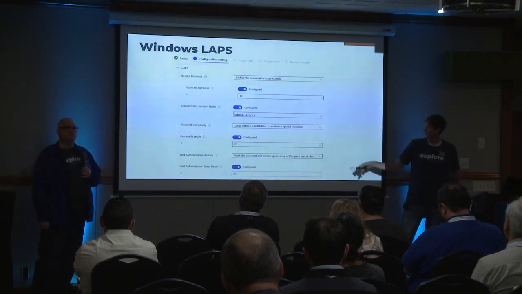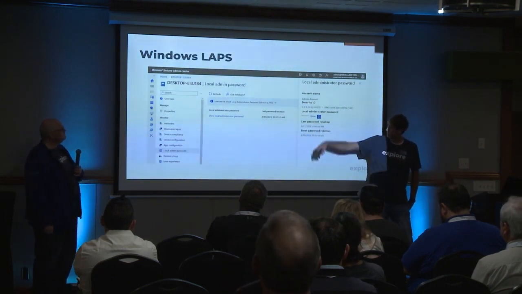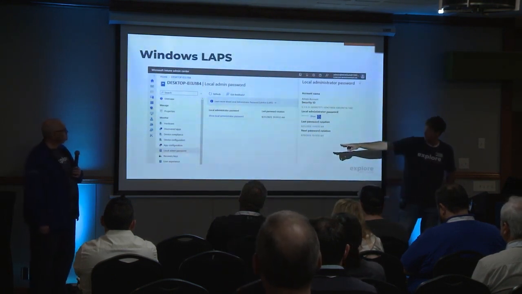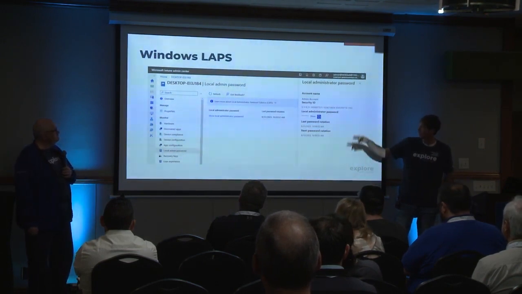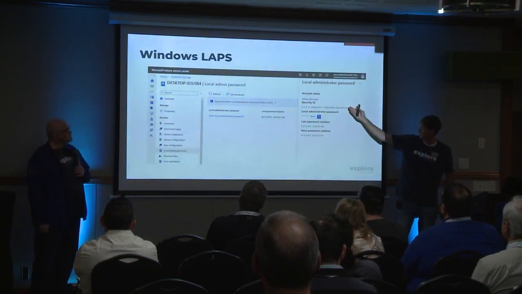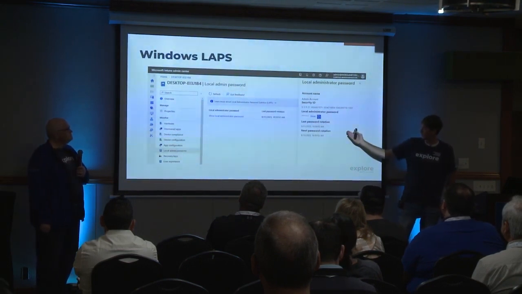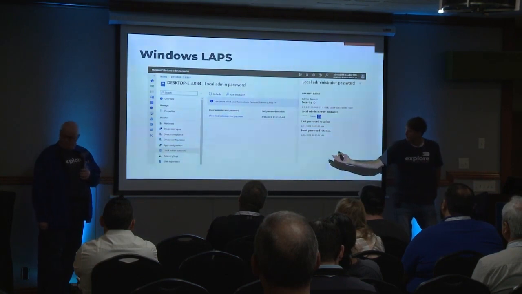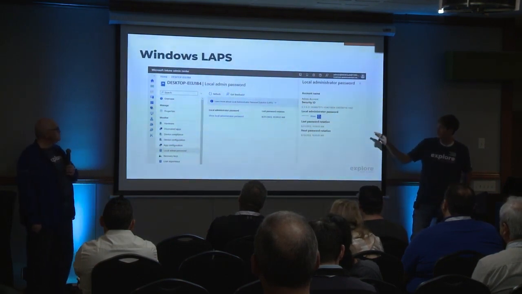So after we have this set up and we push it out, when we go into Intune and click on the device, there's a local admin password section. It looks just like the BitLocker section. We can click on it. We can see the account that we're using for LAPS. We can show the password, when it was set last and when it's going to rotate next.